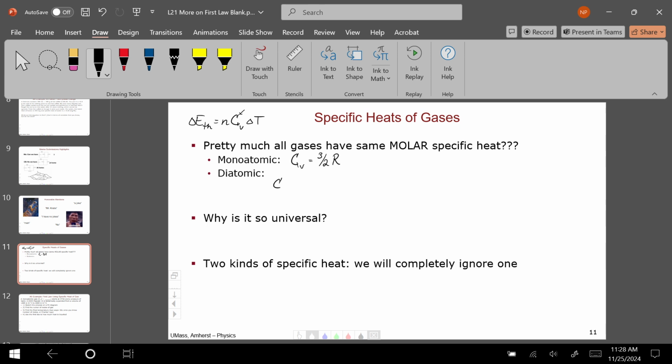And for diatomic gases, CV is equal to 5/2 R. And you might wonder, why is this so universal? Why is it that every gas behaves in the same way? And this is actually a property of a thermodynamic theorem called the equipartition theorem.